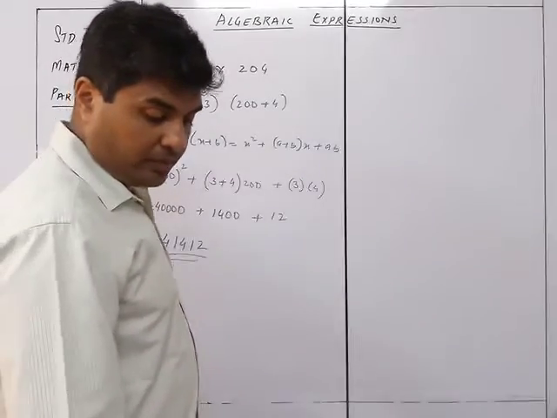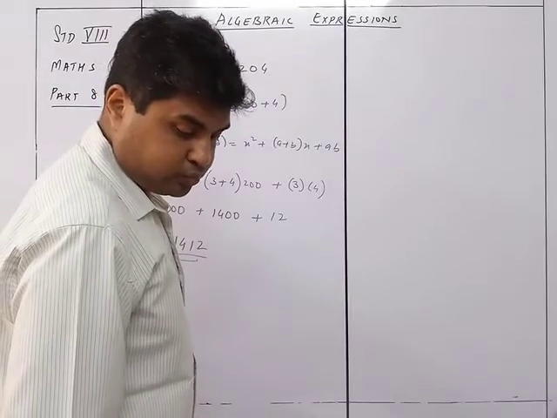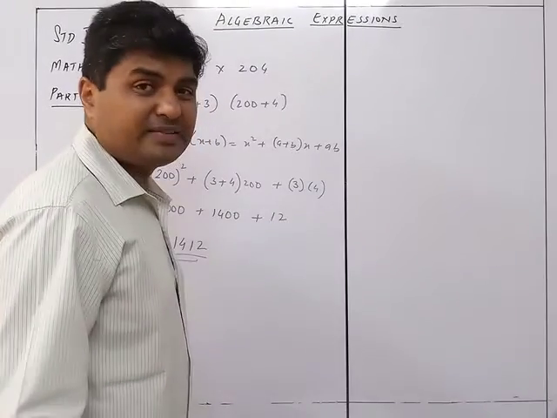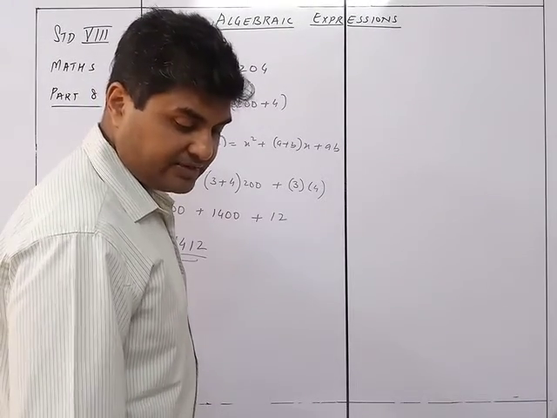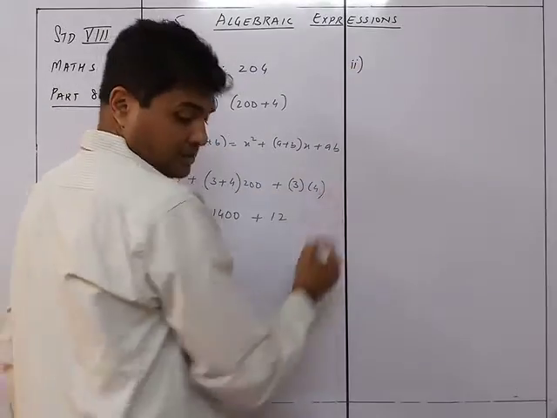Okay, next one will be, I'll do the second one because the third one is very easy. It's 100 plus 7, 100 minus 7. So that's an easy sum. I'll take the second one.